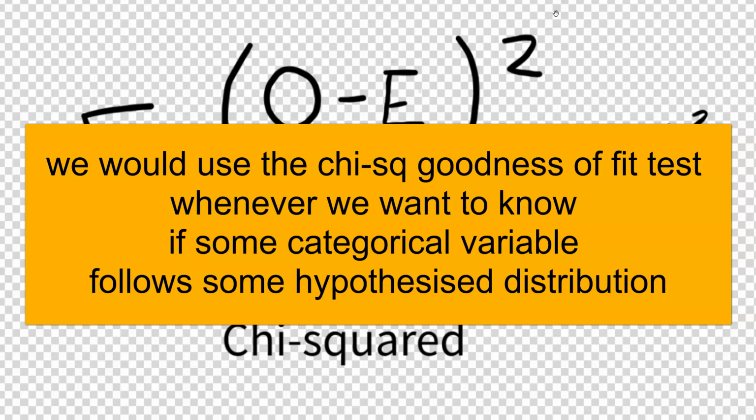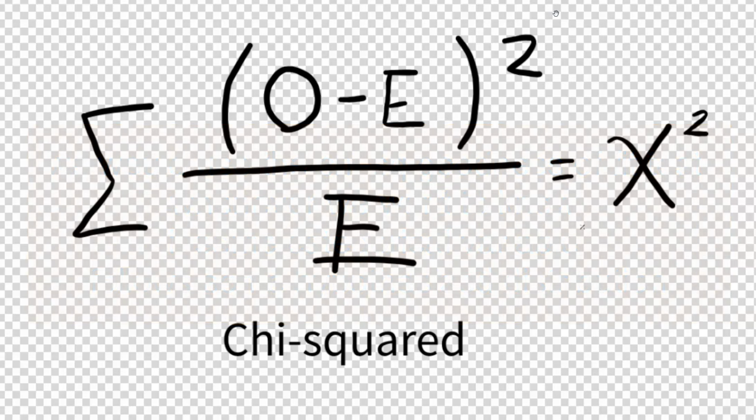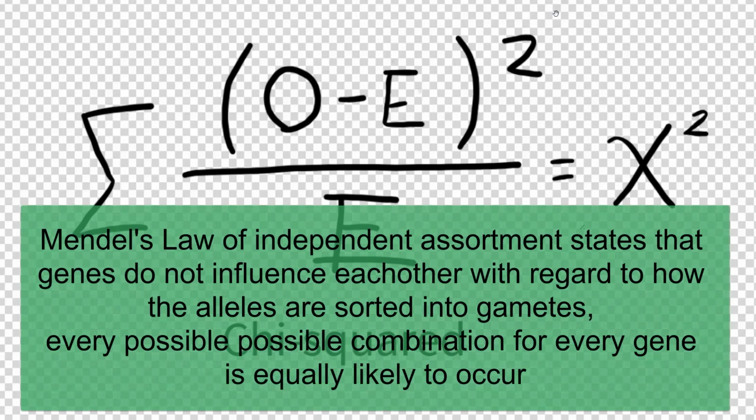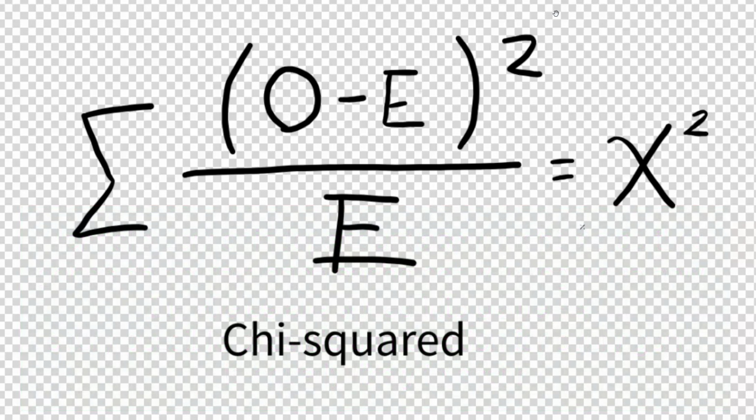So why would we use it? We would use the chi-square goodness of fit test whenever we want to know if some categorical variable follows a hypothesized distribution. So for example, Mendel's law of independent assortment states that genes do not influence each other with regard to how the alleles are sorted into gametes. So every possible combination for every gene is equally likely to occur.